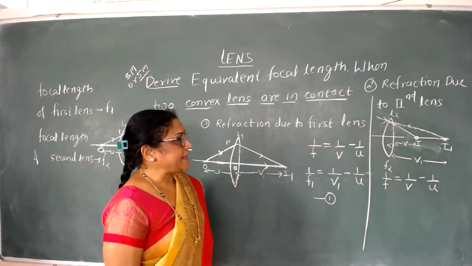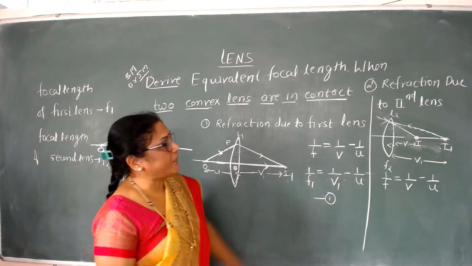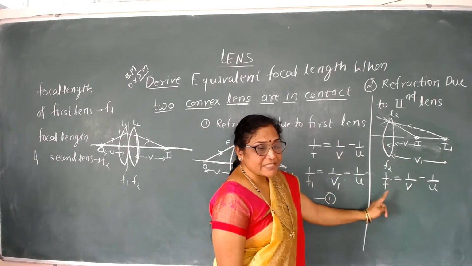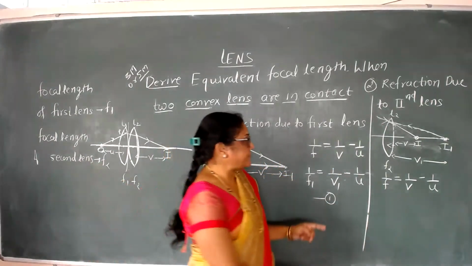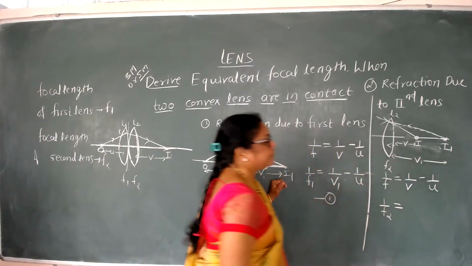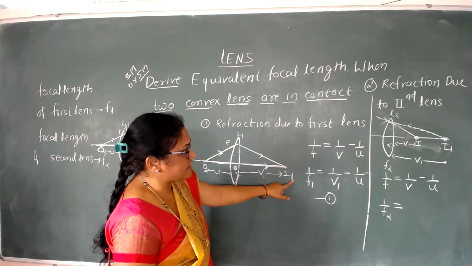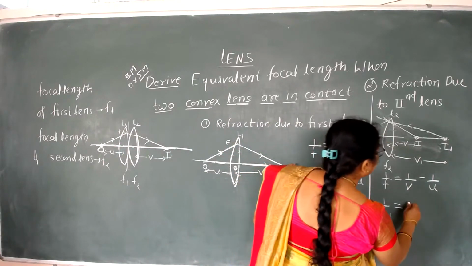We use here the lens formula. When we use the lens formula, substitute the values for this figure. Here, 1 by f, f means focal length, and the focal length for the second lens is f2. So substitute the value: 1 divided by f2 is equal to 1 divided by v, that is the image distance.